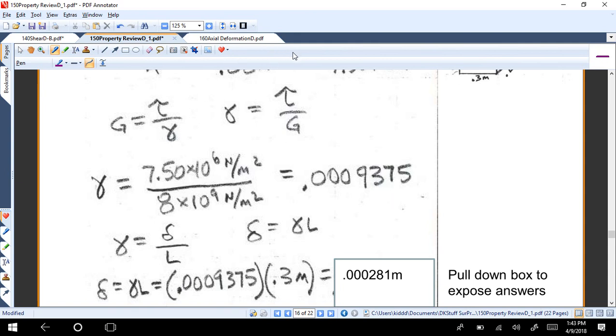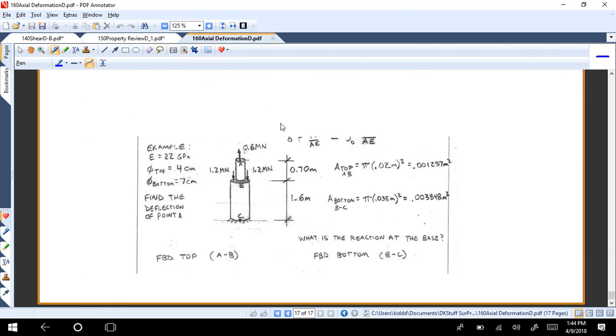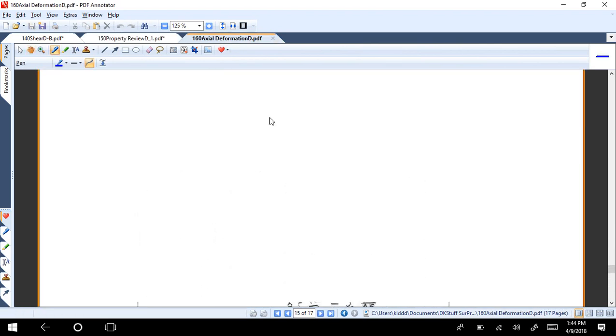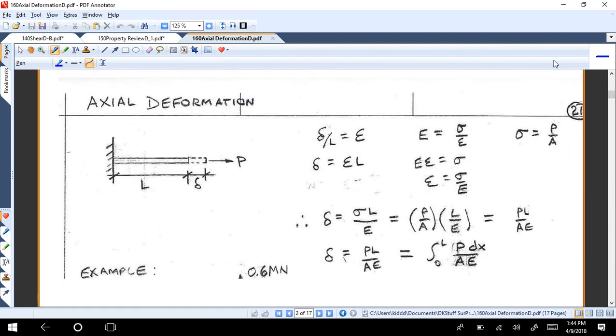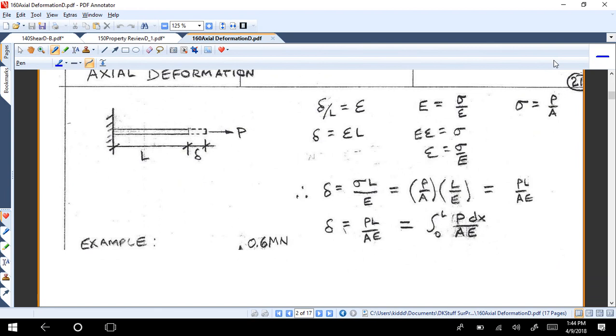Now there's a shortcut way to do this, especially with axial, because you often want to know how much something will deform. It's a very common thing to want to know. You can combine all these steps into one formula, and it's used fairly often to find axial deformation. It's on the next page in your notes, I think 210. So what we have are those three basic relationships.